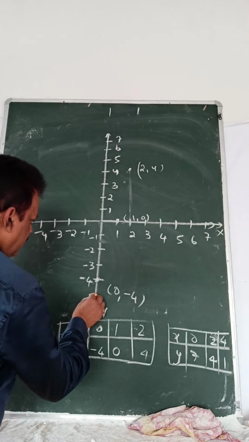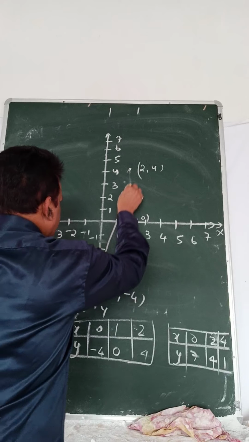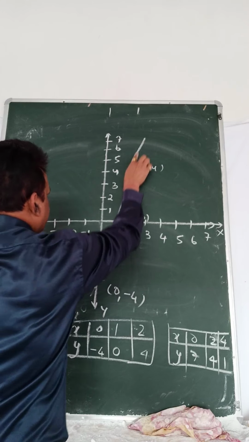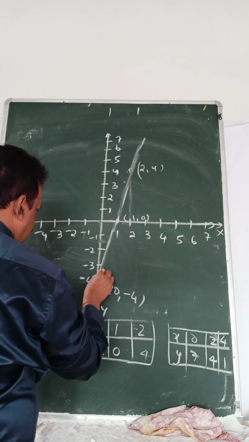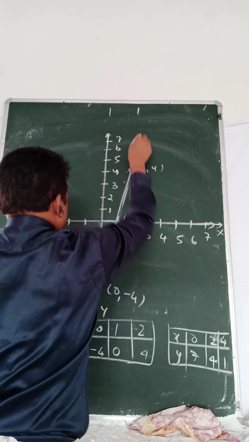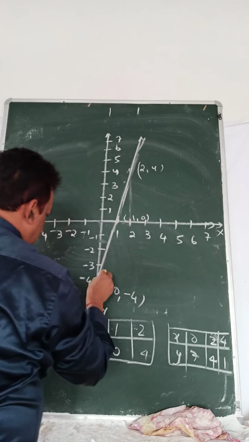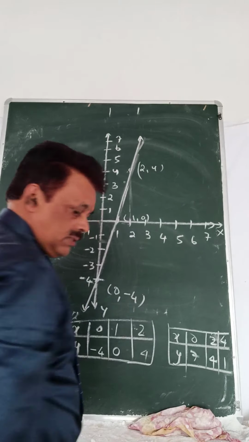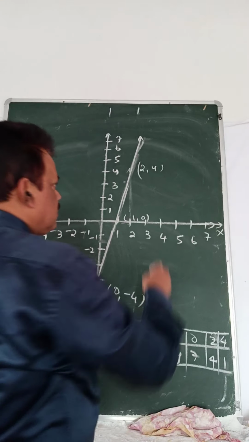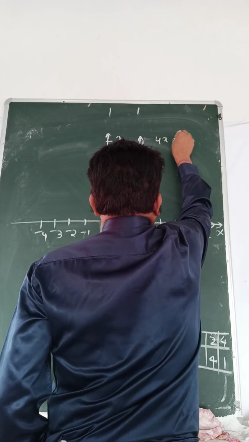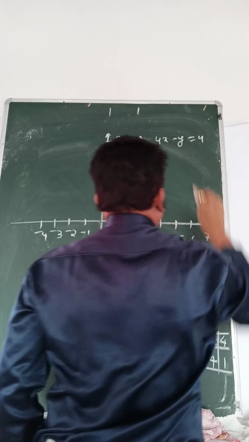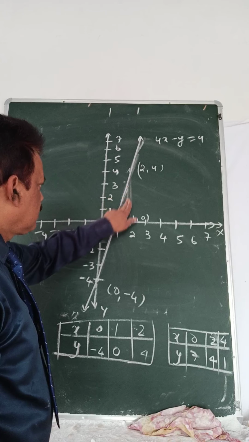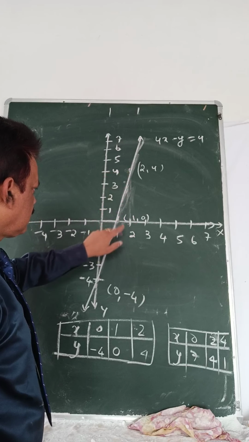Put your scale, join it. Just put your scale like this. Extend here. Write the equation. What is the equation of this? This is 4x minus y equals 4. First line you got. Okay, you got the first line.